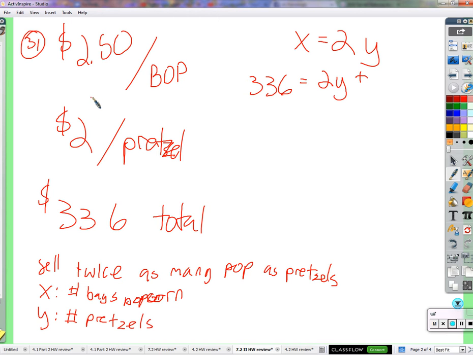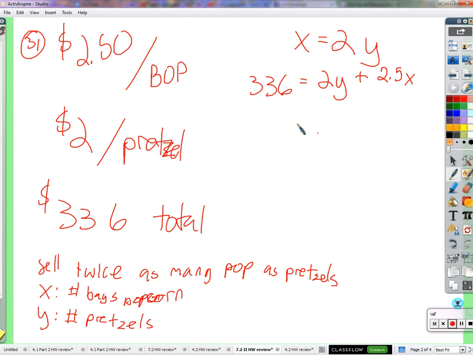Okay. How about if you sold 4 bags of pretzels? Four bags of popcorn. I keep saying pretzel, but I mean popcorn. How much money do you make off of 4 bags of popcorn? $10. $2.50 times 4. So the amount of money that we make off of popcorn would be $2.50 times an X, right? Not just plus X, not minus an X. We don't want to take money away. We're going to add money up.